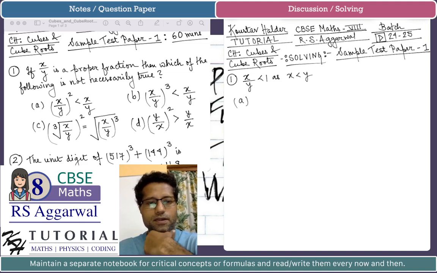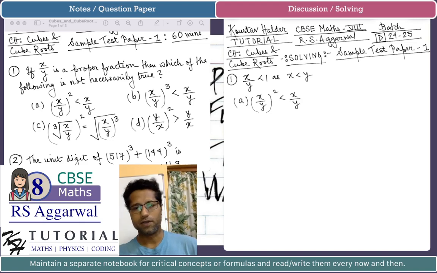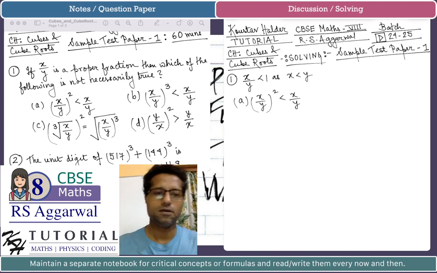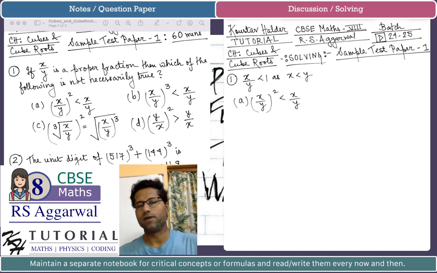Choice A is given that (x by y) whole square is less than x by y, and this is a property we know. For a proper fraction, (x by y) whole square is always less than x by y. This is always true, as we know this from a property of square. I have already discussed this in my theoretical video related to squares and square roots. So this will always be true for a proper fraction.